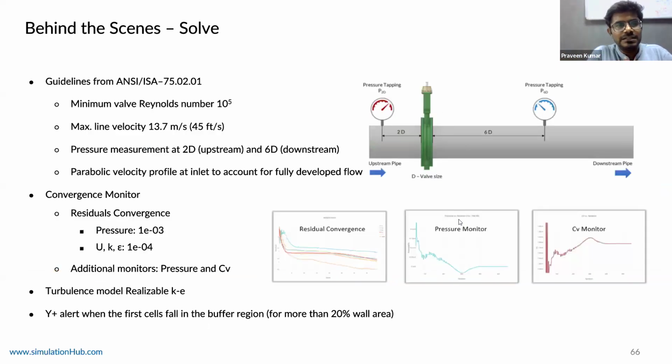All the processes and steps we follow in a conventional method are followed autonomously behind the scenes. That includes the residual convergence monitor, even the turbulence model selection as well as the y-plus criteria check. All these things happen behind the scenes. That's the thing.